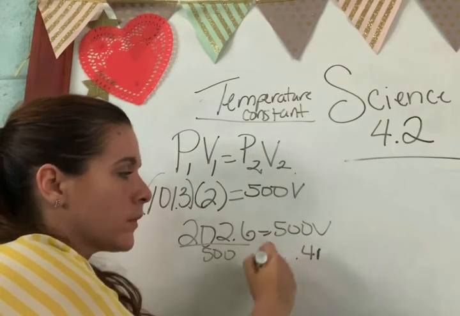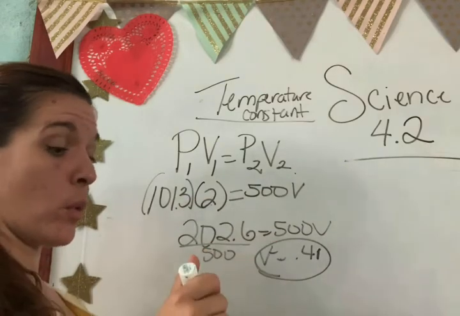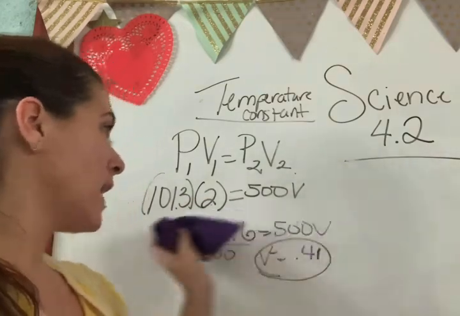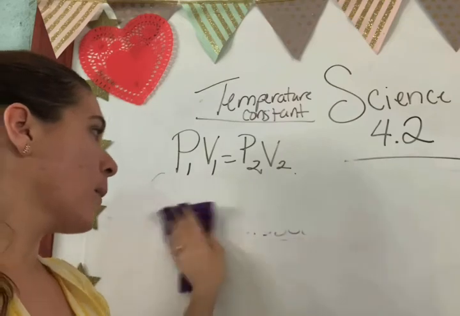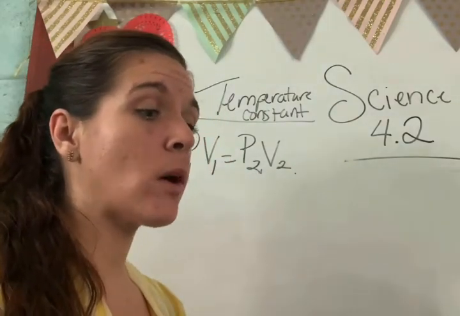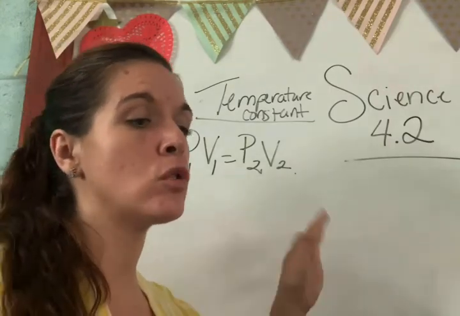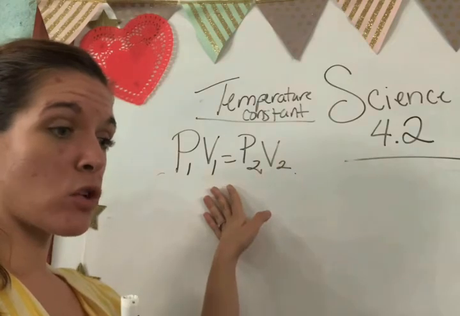0.41. So what happened to volume? Did it go down? Yes, it went down from 2 to 0.41. And that's exactly what should happen with Boyle's law. Okay? Look at the practice, 4.2a. For the following questions, assume the temperature is constant. When you see assume the temperature is constant, that means that you're using this formula because temperature is gone.